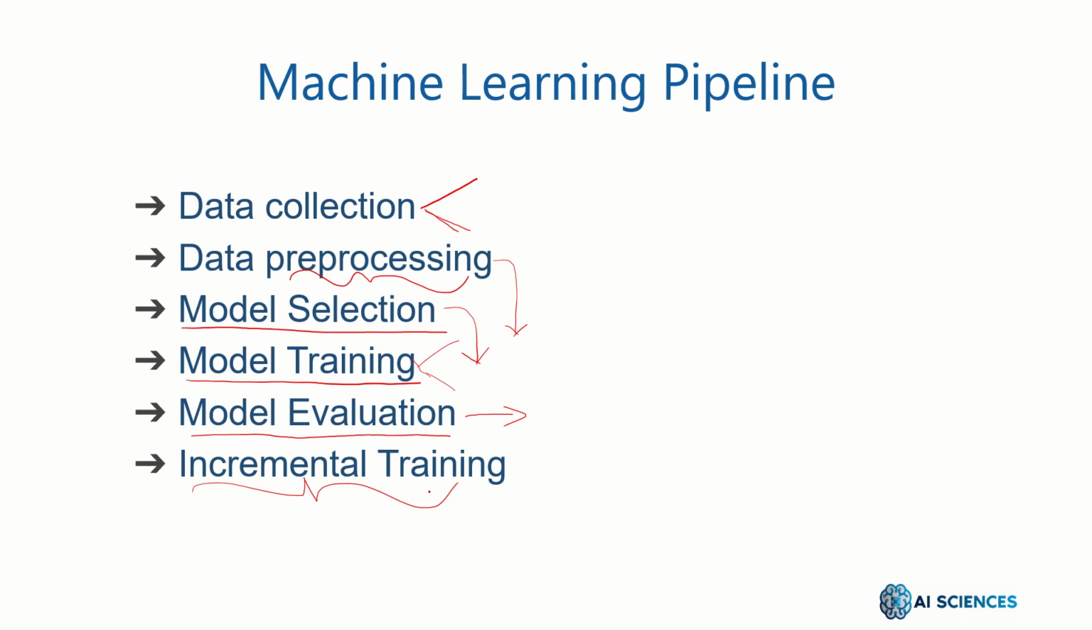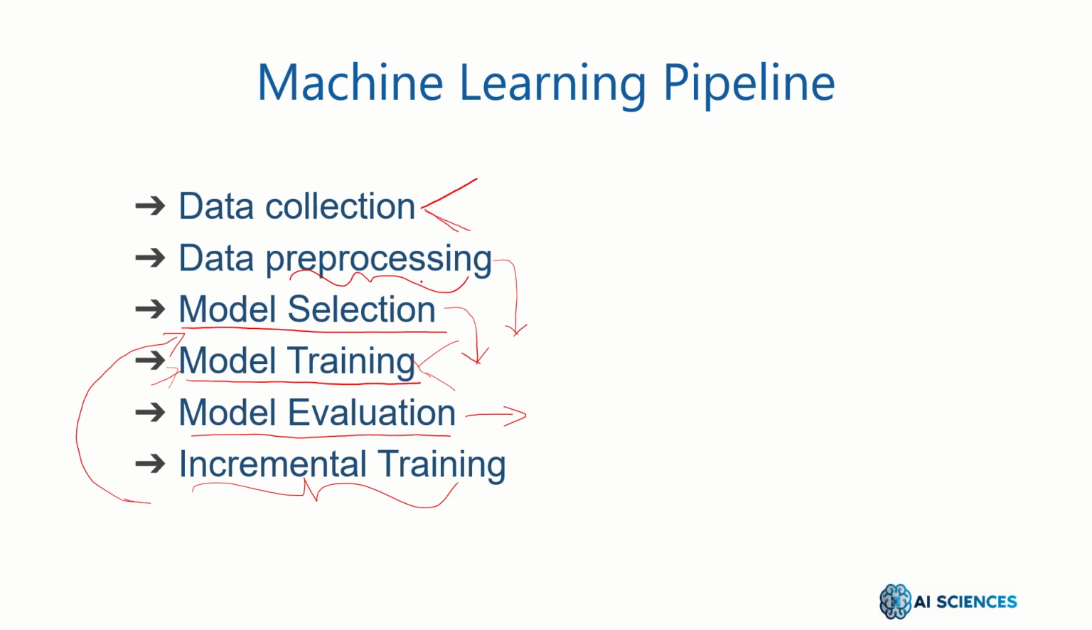Incremental training also runs, which means you may have to retrain the model and evaluate, or in some cases you may have to select the model again and may have to go through the whole pipeline. It completely depends. So that's the general pipeline of a machine learning project, any machine learning project.